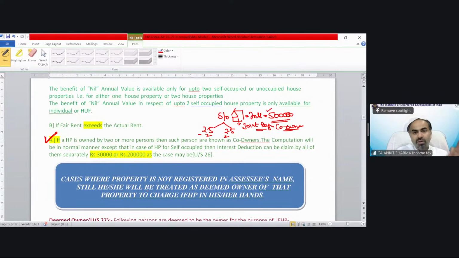So the 2 lakh or 30,000 is not on the basis of the property, but is based on each person. So as the number of persons increases, the deduction of 2 lakh or 30,000 can be claimed separately. If a house property is owned by 2 or more persons, then such persons are known as co-owners. The computation will be in the normal manner, except that in the case of a self-occupied house property, interest deduction can be claimed by all of them separately, rupees 30,000 or 2 lakh, as the case may be.